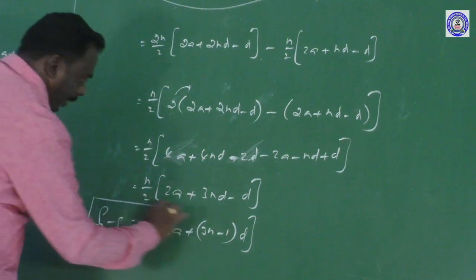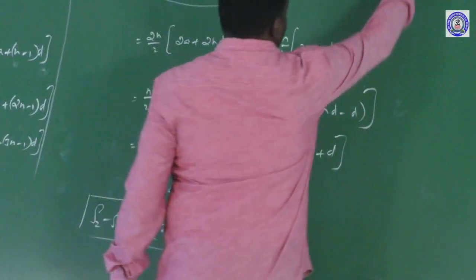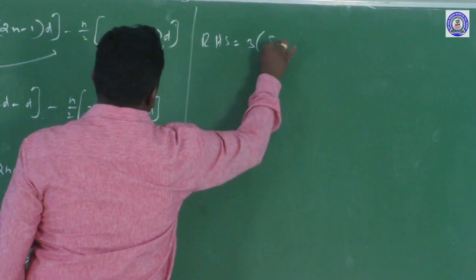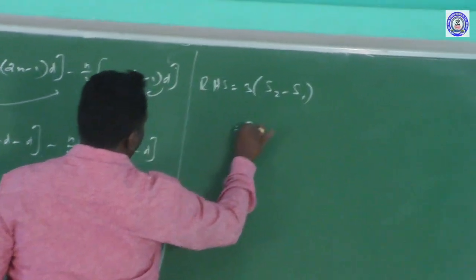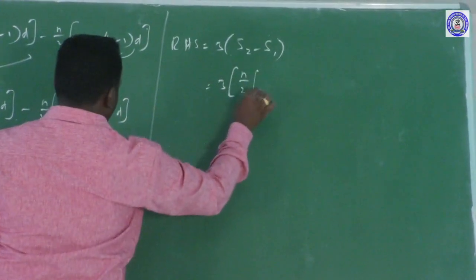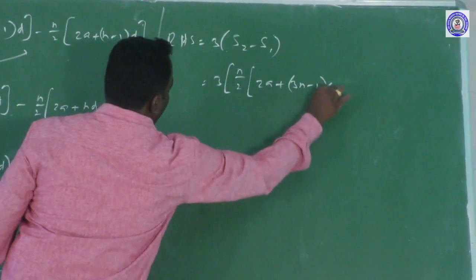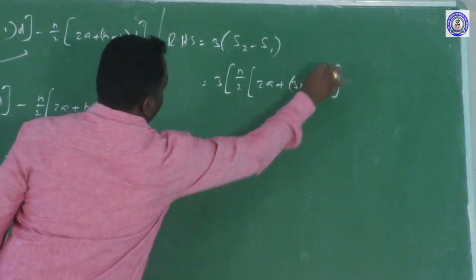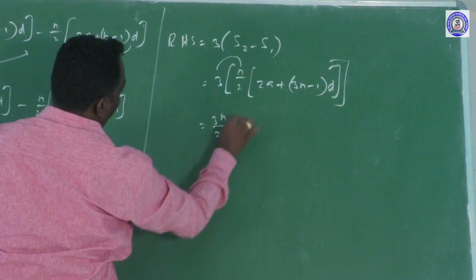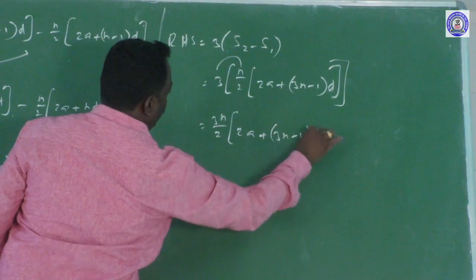S2 minus S1. Now we want to multiply with 3. Therefore, the right hand side is equal to 3 times (S2 minus S1). We apply the value n by 2 within the bracket, 2a plus (3n minus 1) into d, multiplied by 3, so it is 3n by 2 within the bracket 2a plus (3n minus 1) into d.